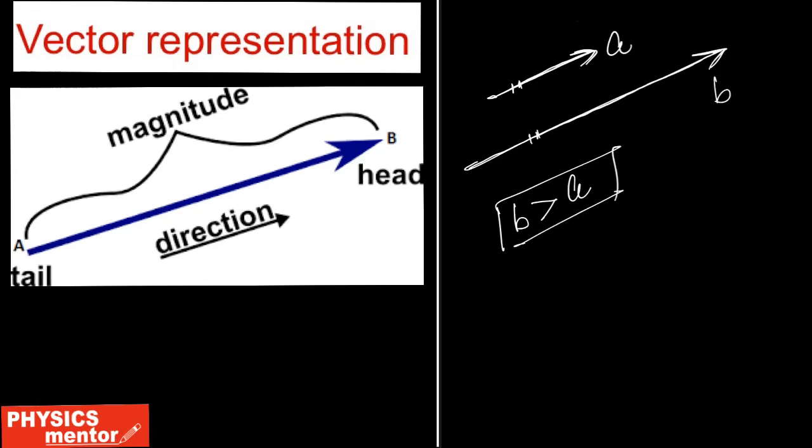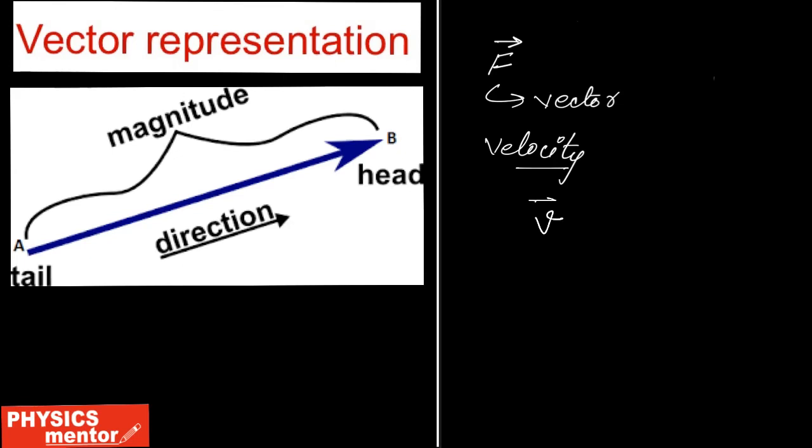Now the next point we can discuss is the notation of a vector. If we want to write a force vector, we know that force is a vector quantity. For force we will use F, and we will make a small arrow above this F. Now suppose velocity: we know velocity is a vector quantity, it has both magnitude as well as direction. So for velocity we will use v and make an arrow above it.